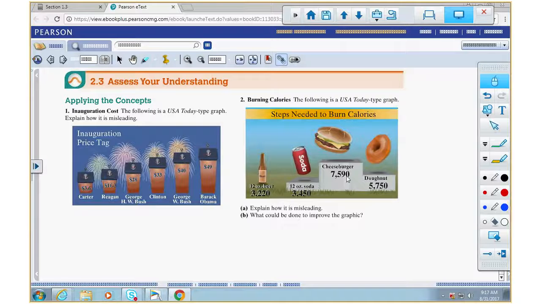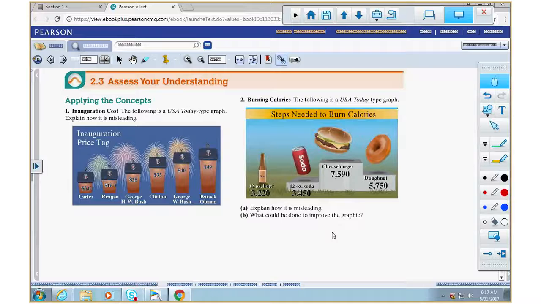What is misleading about this? Well, I don't know. It says steps needed to burn calories. 3,200 steps for a beer, 3,450 for a Coke, cheeseburger, 7,590, and a donut, 5,000. Well, it looks like the proportions are all messed up, doesn't it?